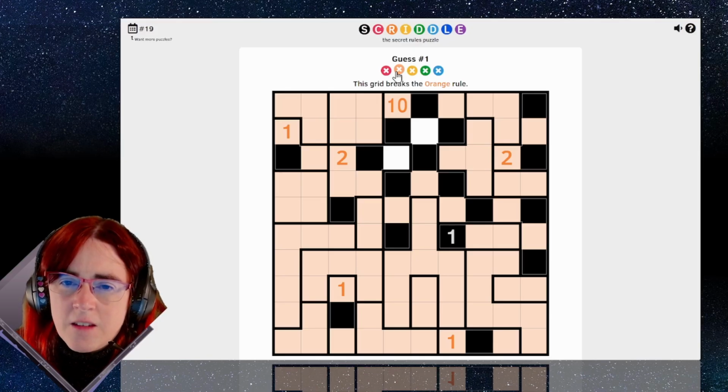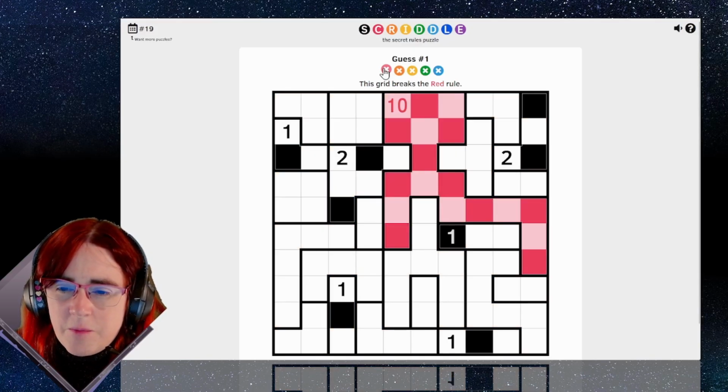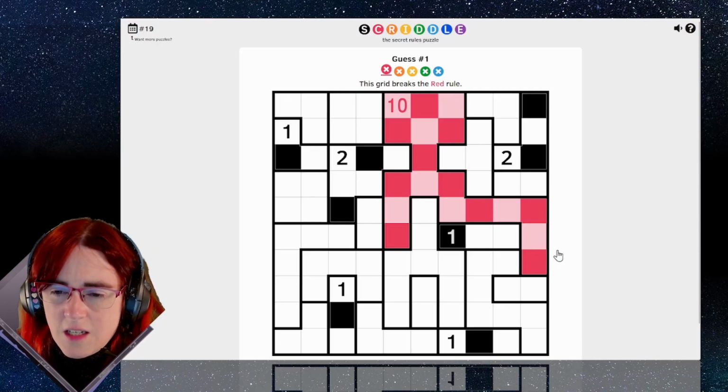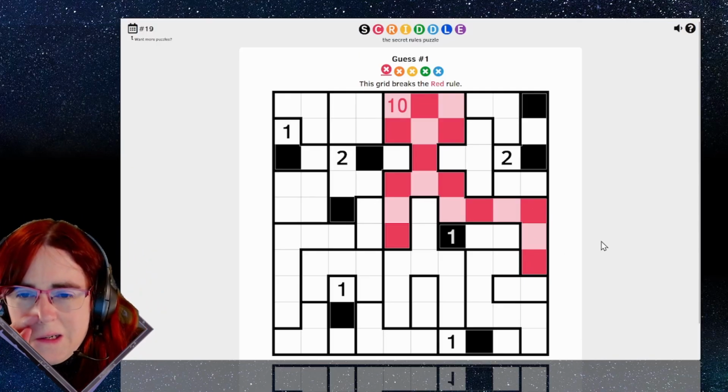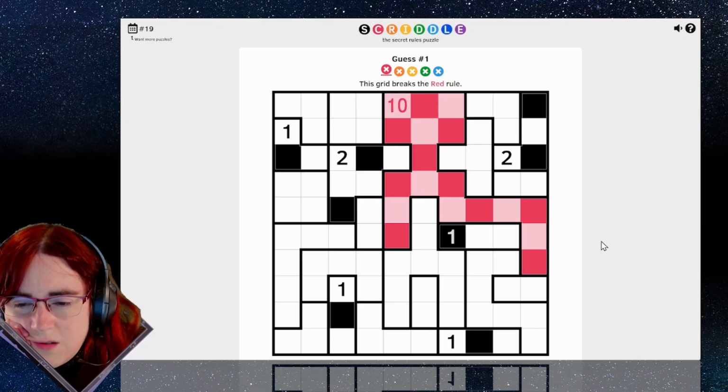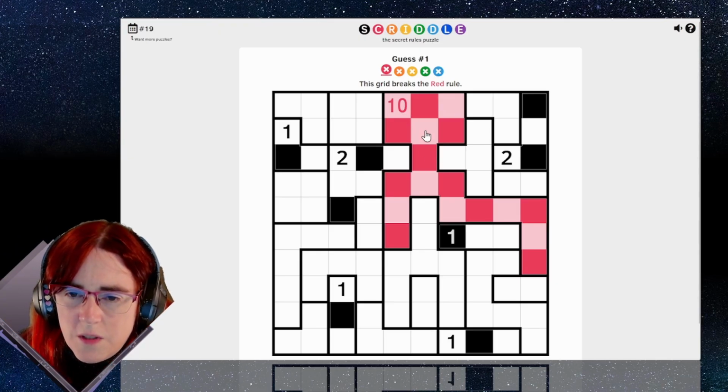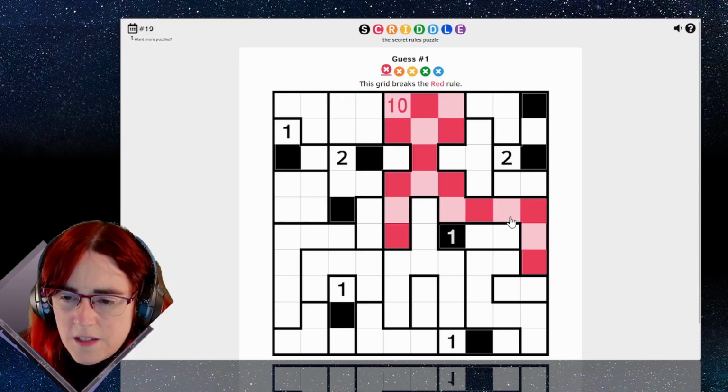Okay. The red rule was broken only. Did I miscount, or is it something? 1, 2, 3, 4, 5, 6, 7, 8, 9, 10. Huh. What do we think this is? Could it be how many white cells are there? 1, 2, 3, 4, 5, 6, 7, 8.